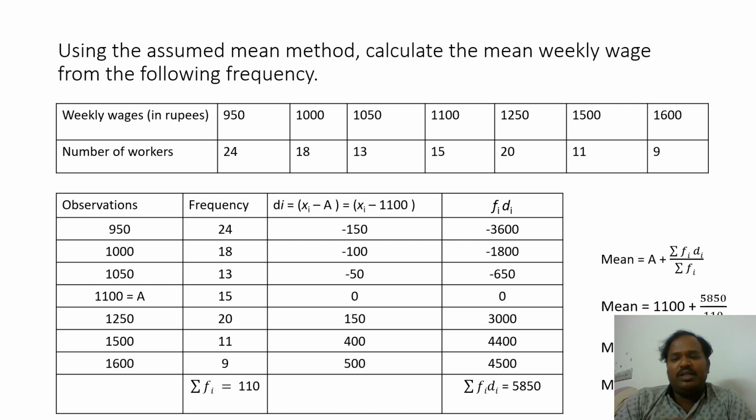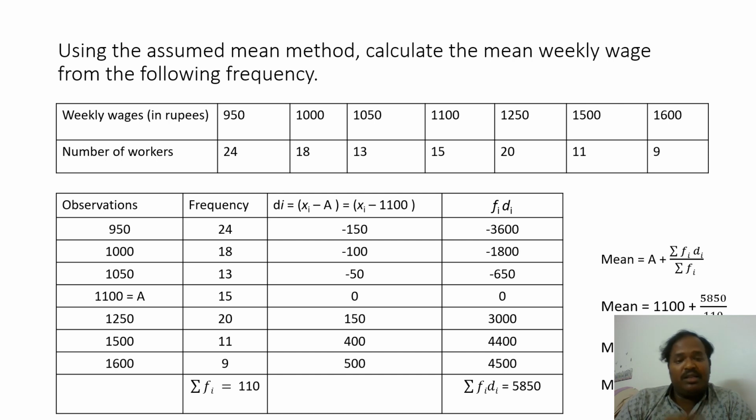Why did I choose this 1100? Because it's exactly in the center. Therefore the deviations will become very simple numbers, so that the multiplication will become very easy for me. So when you look at the tabular column, first you write all the observations, then you write all the frequencies, then find out the deviation for each observation.